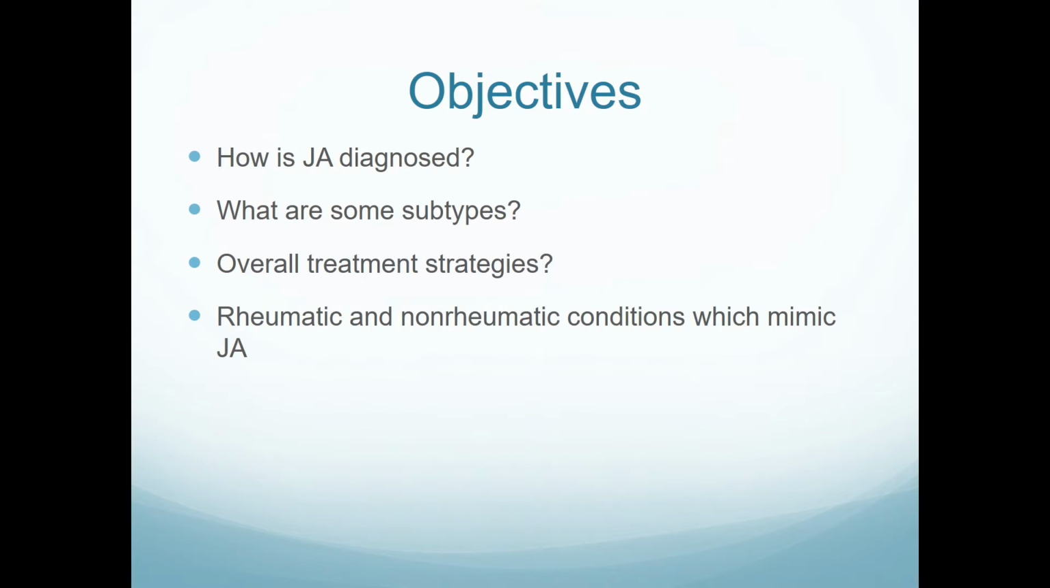Okay. So today specifically we're going to talk about how juvenile arthritis is diagnosed, what are some of the subtypes, some overall treatment strategies. I know one of the big questions for me to cover was treatment. I think that's a little bit difficult to cover in a brief lecture, but I will talk about some treatment strategies and some rheumatic and non-rheumatic conditions which can mimic juvenile arthritis.